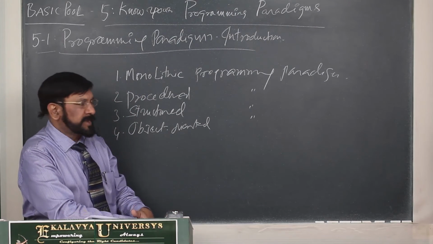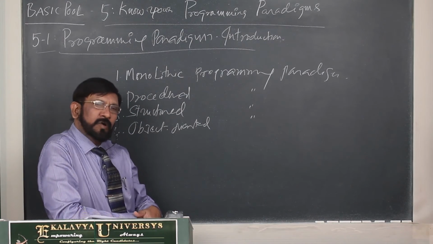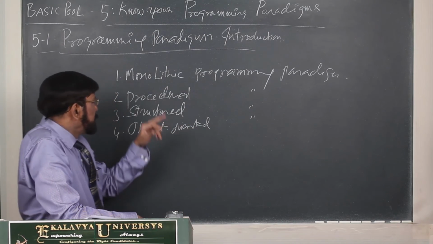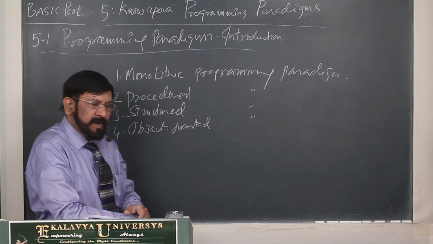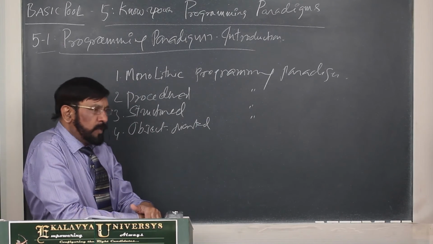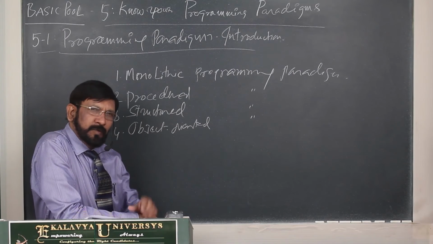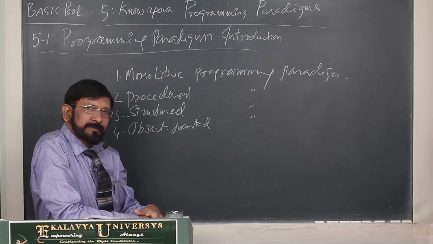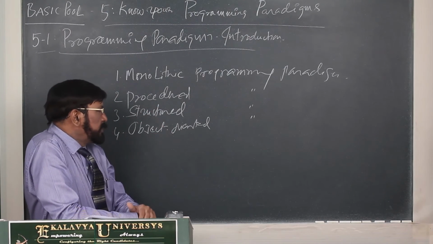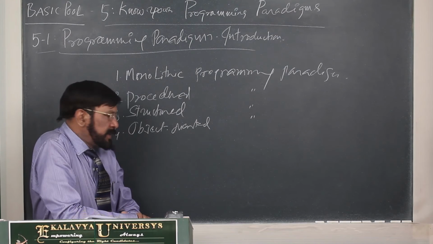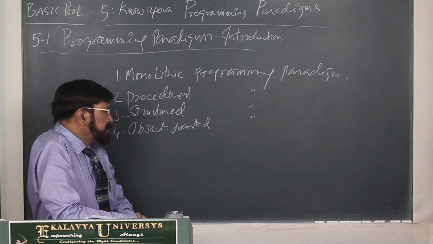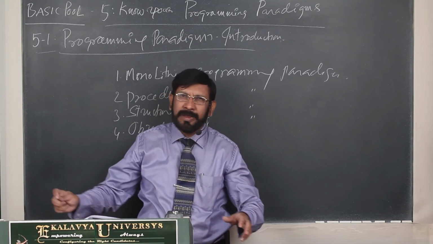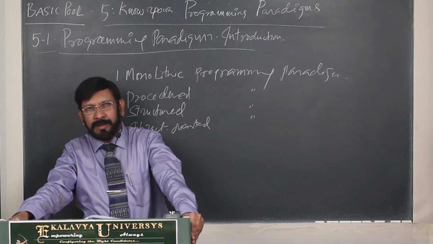Now in this chapter, mainly we focus on 4 paradigms. I briefly introduce these paradigms in the forthcoming concepts. The first one is the monolithic programming paradigm. Monolithic means one block. Thereafter the procedural programming paradigm, the third one is the structured programming paradigm, and finally the object oriented programming paradigm.